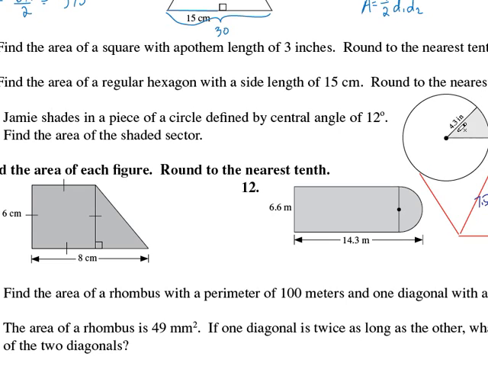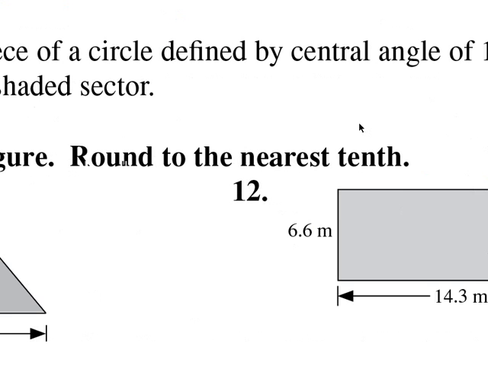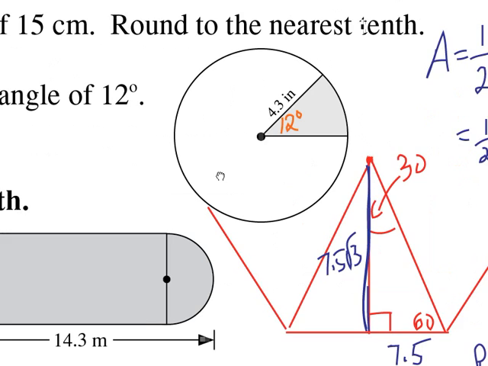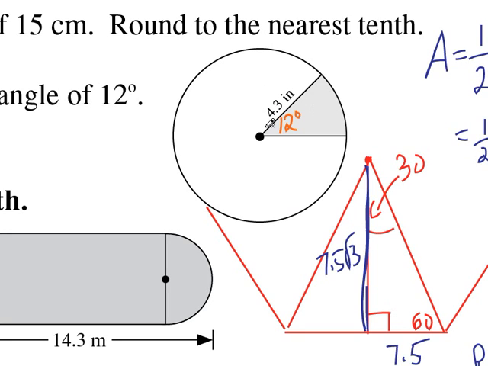So this is 12 degrees. Central angle is 12 degrees. And we want to find the area of just the shaded part. Okay? So we just want to find the area of this shaded part right here. Now, how do you find the area of a whole entire circle? Pi r squared. But this is not an entire circle.